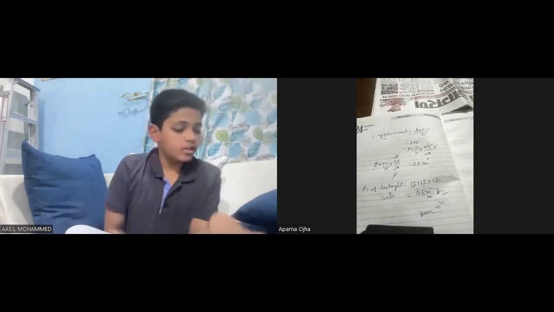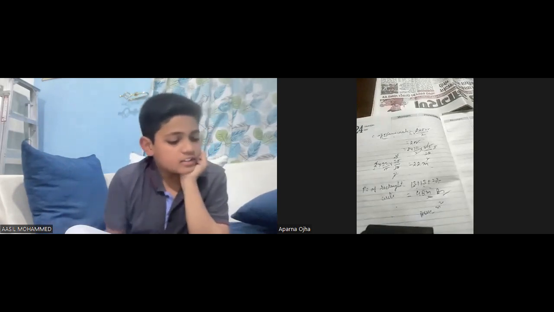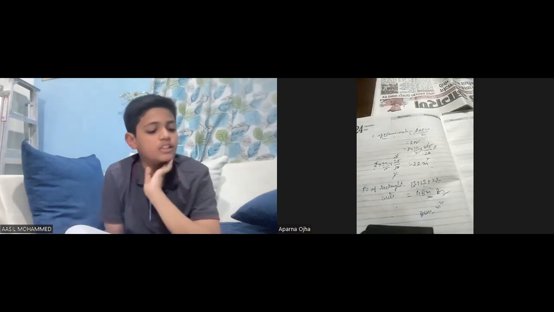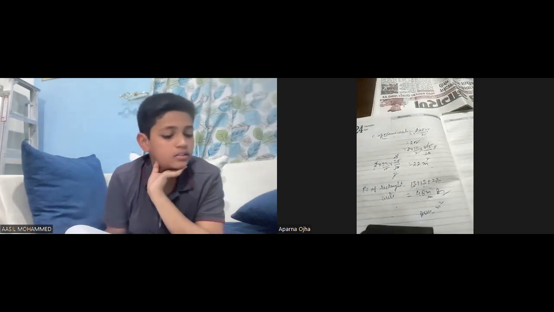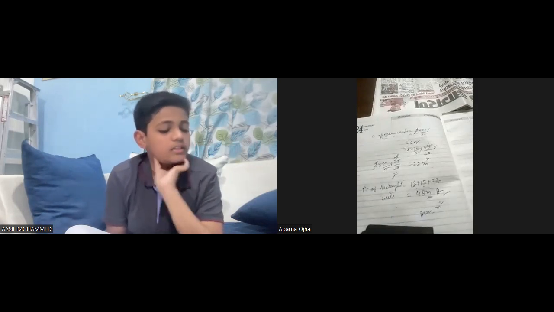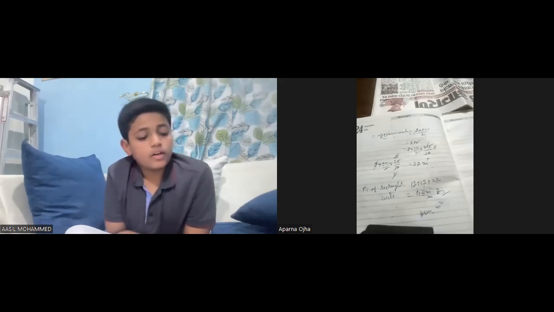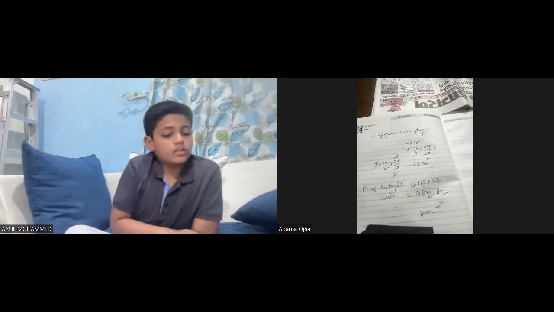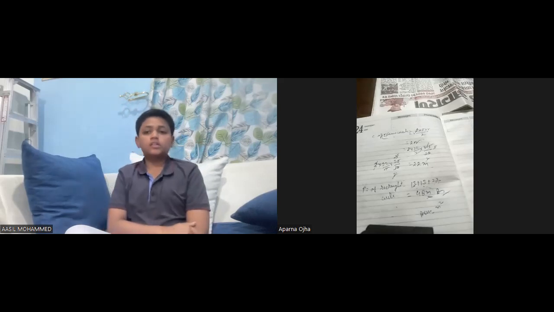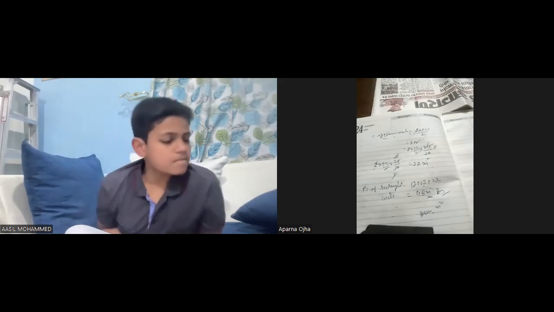The next question. Question number 4. A flooring tile has the shape of a parallelogram whose base is 24 centimeter and the corresponding height is 10 centimeter. How many such tiles are required to cover a floor of area 180 meter square? If required, you can split the tiles in whatever way you want to fill up the corners. Okay.